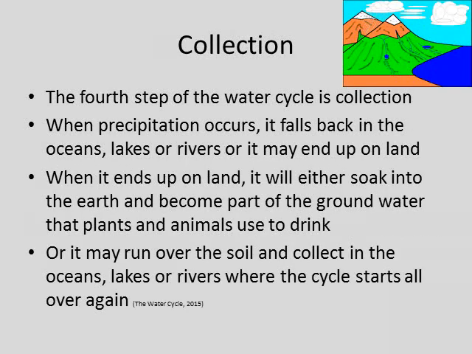The fourth and final step of the water cycle is collection. When precipitation occurs, it falls back in the oceans, lakes, or rivers, or it may end up on land. When it ends up on land, it will either soak into the earth and become part of the groundwater that plants and animals use to drink, or it may run over the soil and collect in the oceans, lakes, or rivers, where the cycle starts all over again.